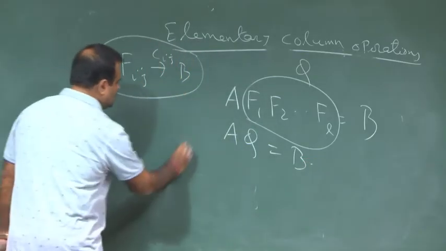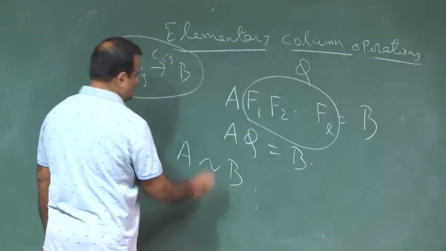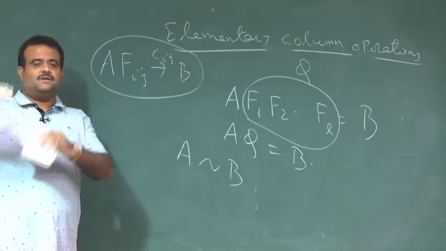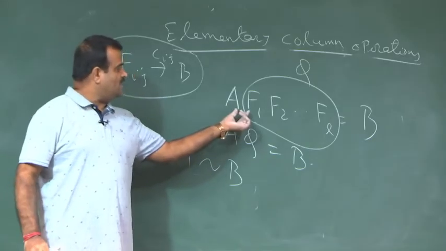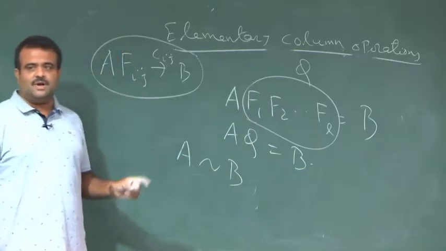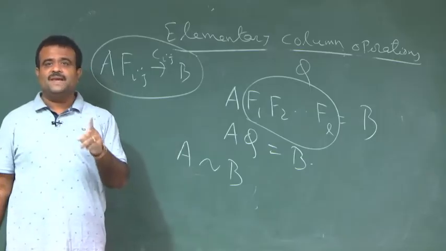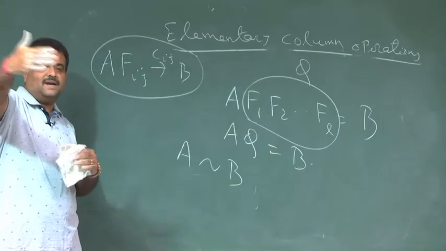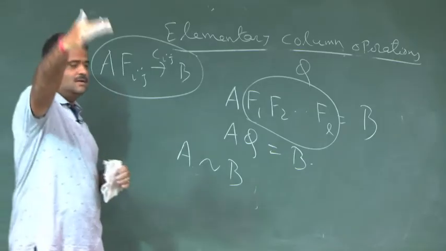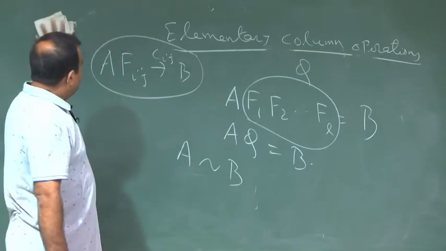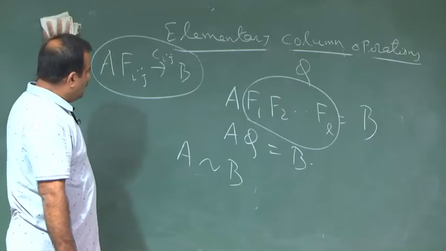So that means this is the column equivalence, because we are applying elementary column operations. Applying an elementary column operation is nothing but multiplying the corresponding elementary matrix from the right side, like this. Okay. So, now we can have a normal form of this.